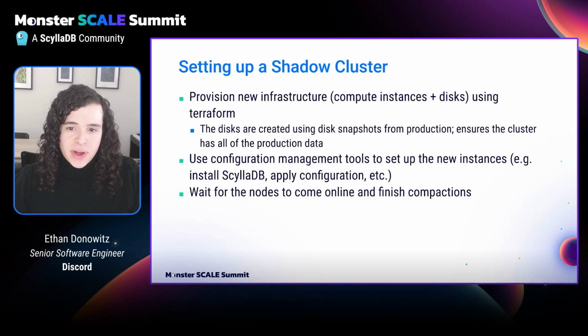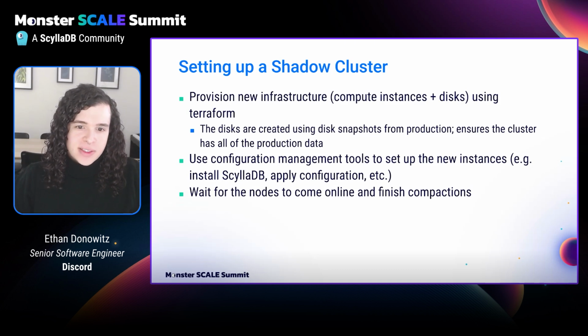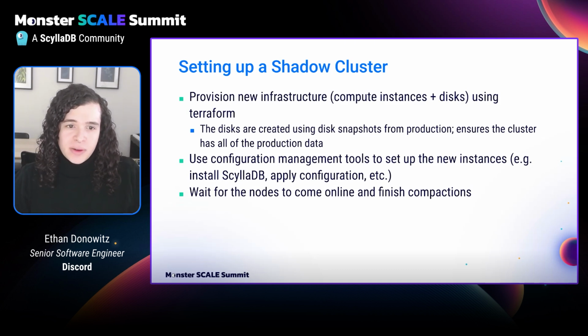Then we use configuration management tools to set up the new instances. When you create a fresh compute instance, it's just going to have the fresh operating system installed with nothing else on it. So we're going to need to install ScyllaDB. We're going to need to apply the right configuration. We're going to need to install the Datadog agent, things like that. And then finally, we wait for the nodes to come online and finish compactions. Basically, just wait for the cluster to reach a steady state. Compaction's finished, system resource usage levels off, and all that.